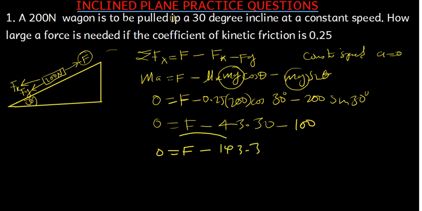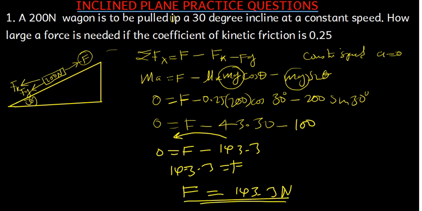So if we take this to the other side, we have 143.3 is equal to the force. Therefore the applied force, the minimum force that we need to apply for this thing to move at constant speed, should be 143.3 newtons. So there will be no acceleration; it is going to move at constant speed. Alright, let's go to the next question.